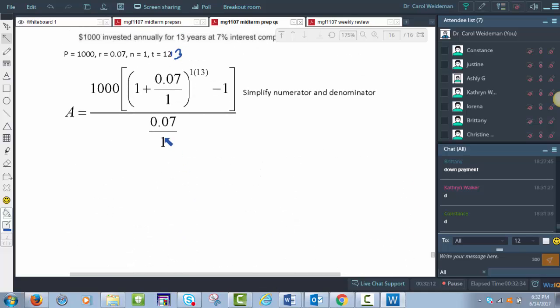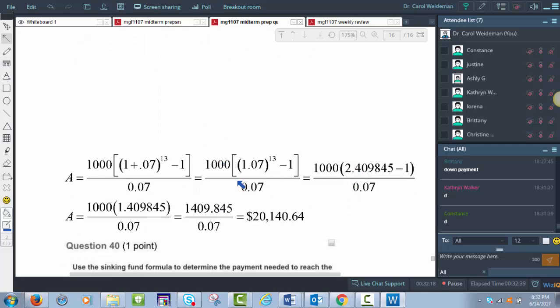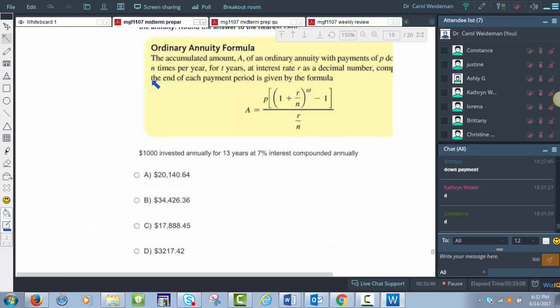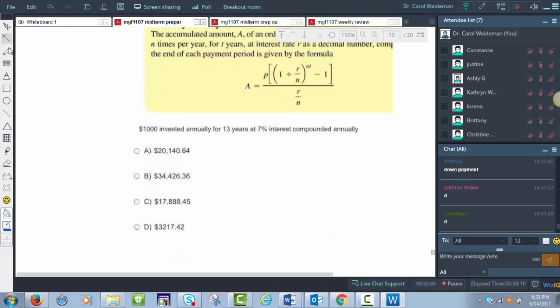And let me go back just for a second. The denominator in this case is just 0.07. It's 0.07 over 1, so that one's pretty easy. So I took 1.07 to the 13th power, subtracted 1, multiplied by 1,000, and then divided by 0.07. So $20,140.64 is how much I would accrue if I put aside $1,000 every year for 13 years. Notice the beauty of the compounding. You put aside $13,000, you're actually walking away with more than $20,000. So that's the beauty of the compounding that's happening with this. So it was answer A.